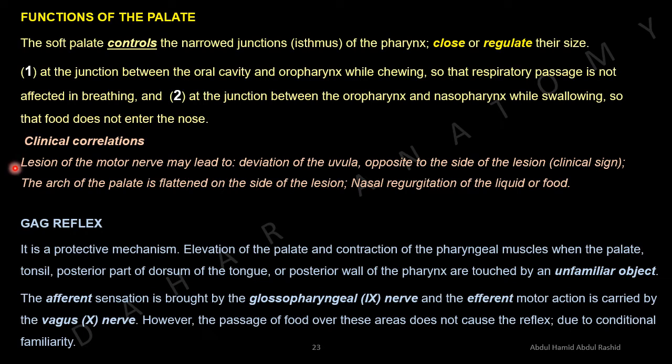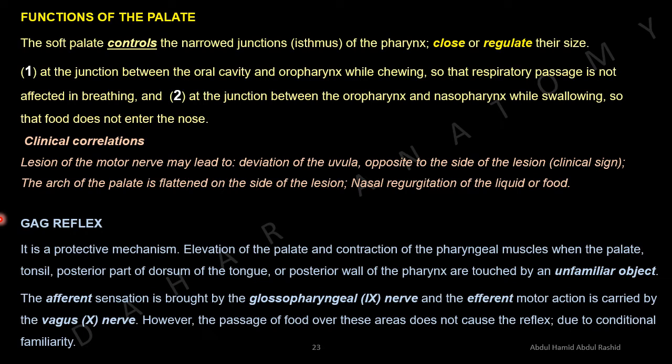Clinical correlations. Lesions of the motor nerve may lead to deviation of the uvula opposite to the site of the lesion, that is a clinical sign. The arch of the palate is flattened on the site of the lesion. Nasal regurgitation of liquid or food.